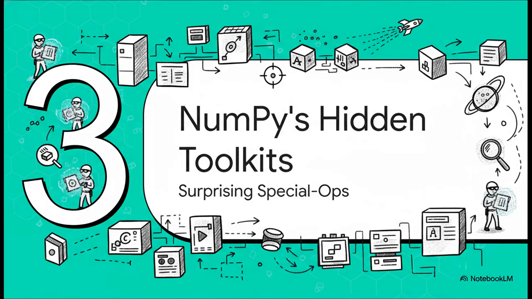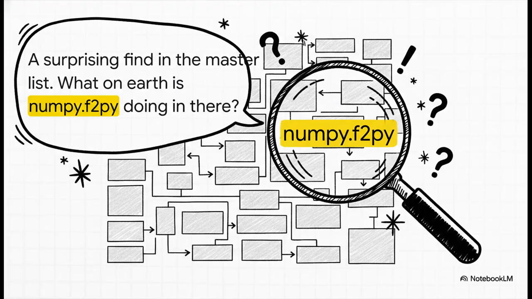Okay, we've seen the main engine, but what's really cool is that beyond the core, NumPy also has these, well, think of them like hidden special ops teams. These are toolkits designed for really powerful specific jobs that you might not even know are in there. I mean, just look at this name, NumPy.f2py. You see that in a list and you have to stop and ask, wait, what on earth is that doing inside a Python library?